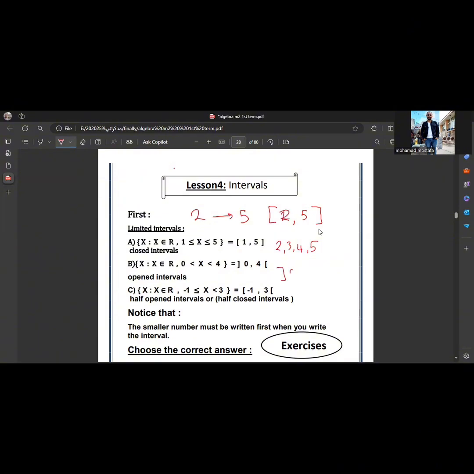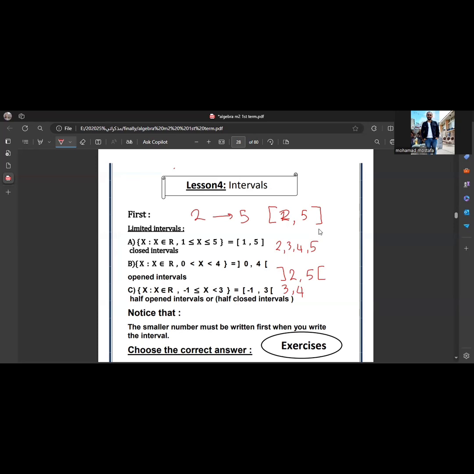From open 2 to open 5. So I come to work at 2, but I don't start working. I start after 2, which is 3, or by decimals 2.1 and so on. And by whole numbers, only 3 and 4. And the 5 here is also open, so I don't take 5.